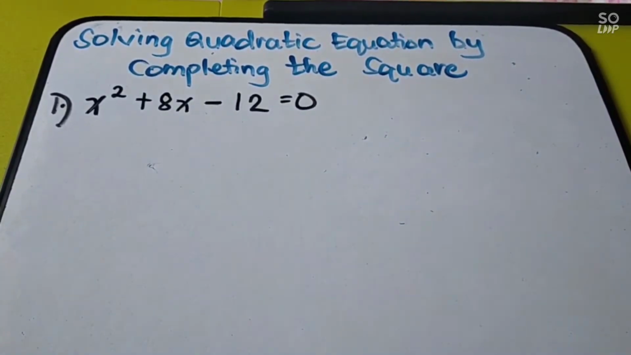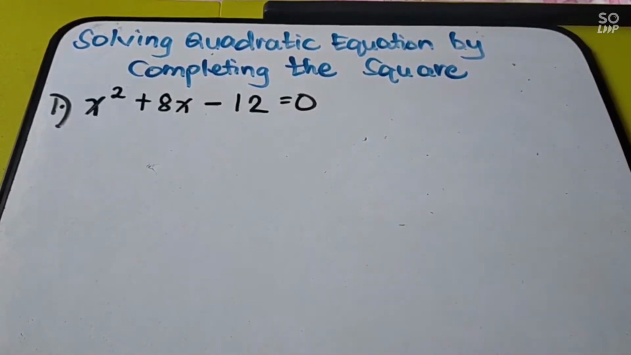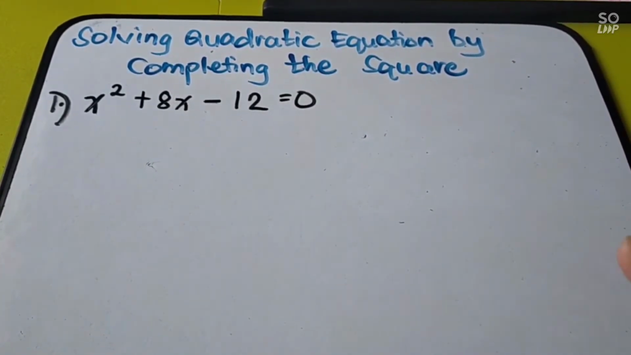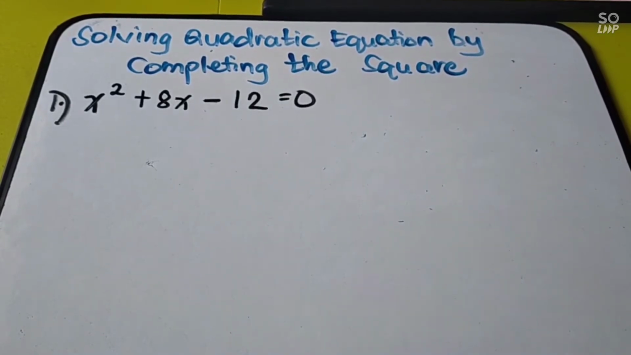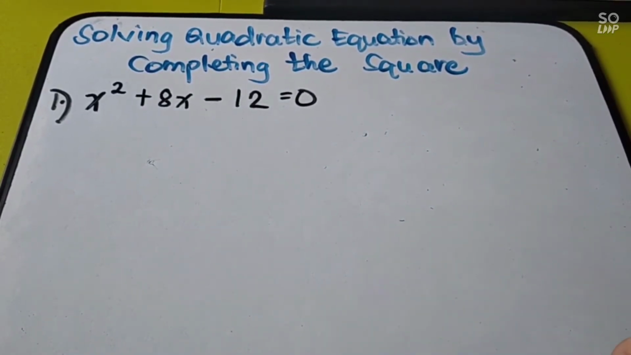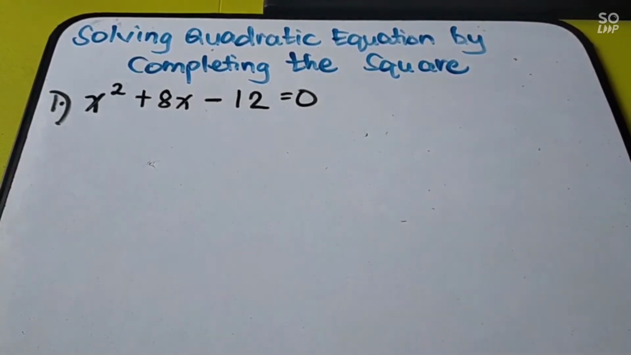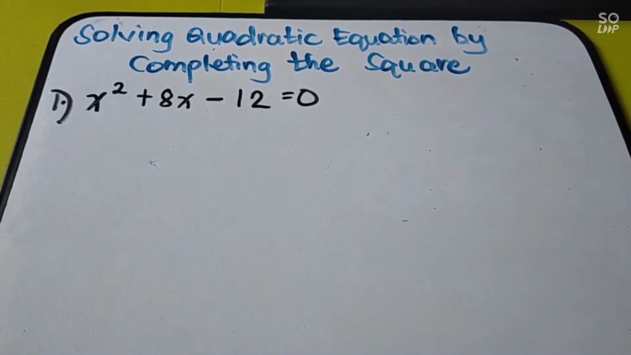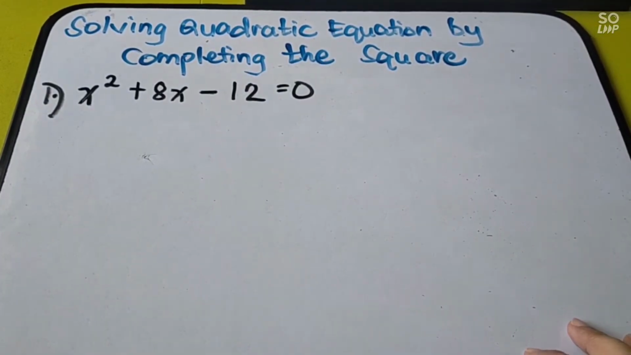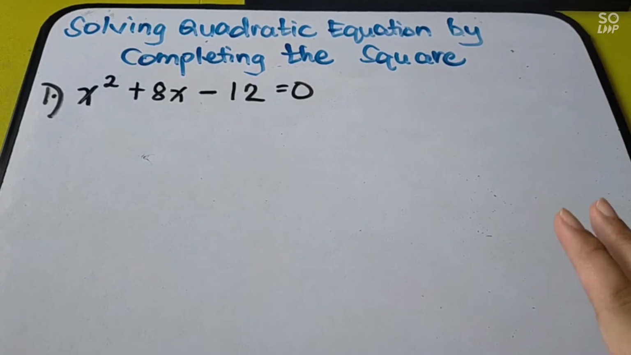So, case-to-case basis tayo. Kapag hindi factorable, ang pwede mong gamitin ay si completing the square. At yung susunod nating lesson, pwede rin yun kapag hindi factorable ang given mo. That is quadratic formula naman. Pero, dito muna tayo kay completing the square. Let us have number 1. x squared plus 8x minus 12 equals 0.